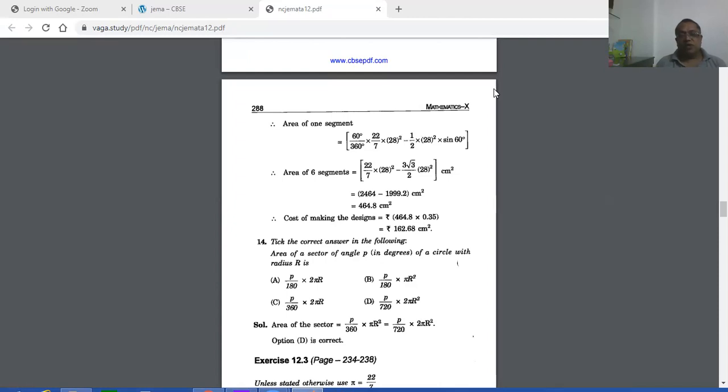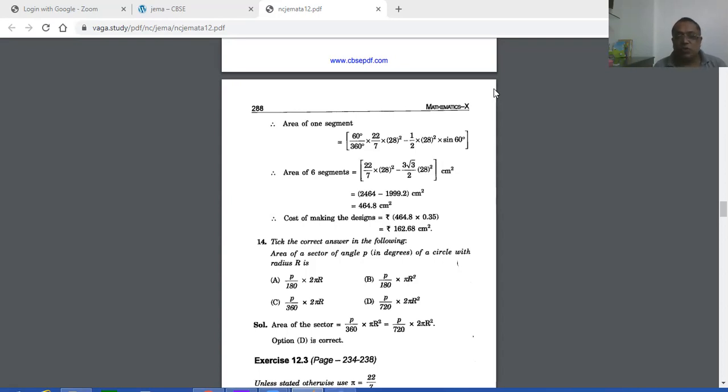The last question there: tick the correct answer in the following. The area of the sector, angle P, radius is R. So normally we know that the area of the sector formula is pi r square theta by 360. So pi is there, but the radius is capital R now. And the angle is P. So actually it will come pi r square P upon 360. So theta is replaced, there is P. So pi r square P by 360.